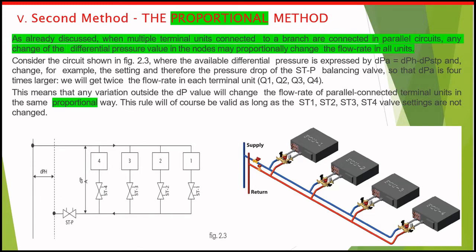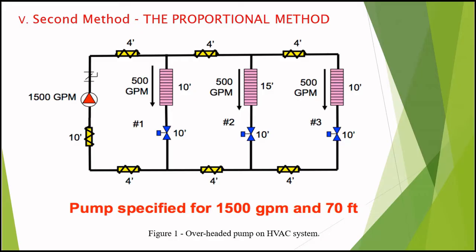So to best understand this method, let's take an example which will make it much easier to understand the steps and how to do this balancing in the proportional method. This is the example for explaining this method. In this example, we have a pump specified for 1500 GPM and 70 feet head. These are the design parameters which we are planning to get in actual operation when we run the system.